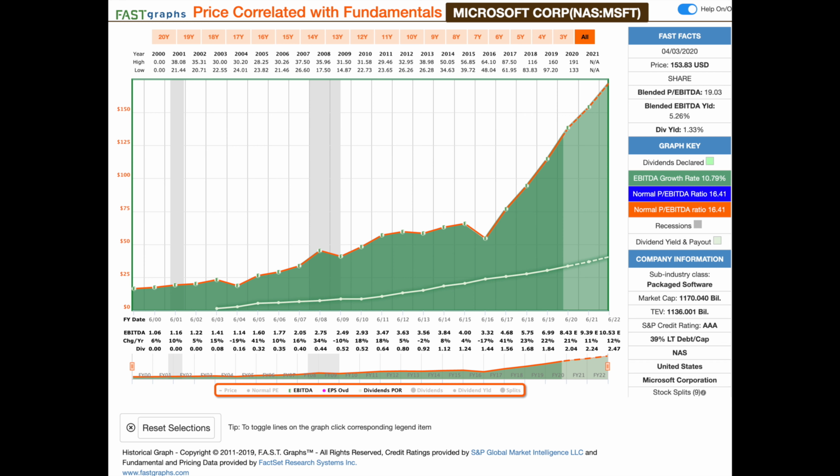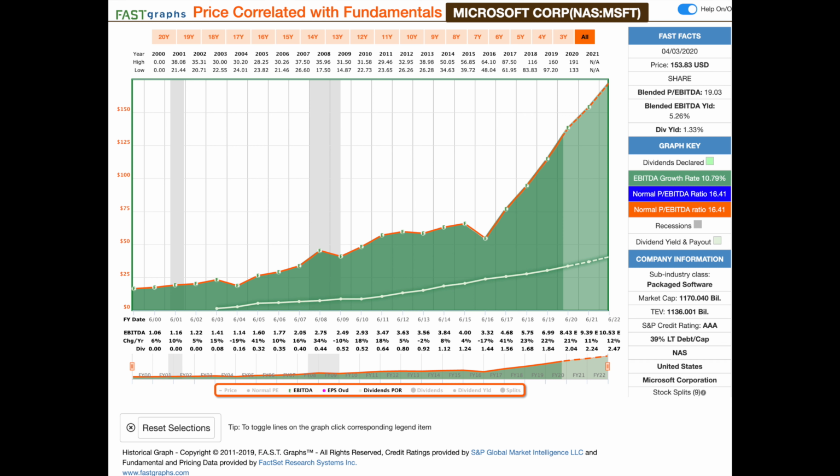The green shaded area represents the EBITDA per share growth for this time period, starting back in July of 1999 all the way up to present, save for this period here on the right in the lighter shaded area, which is analyst projections going forward. I'll cover whether this is accurate or not in a minute.